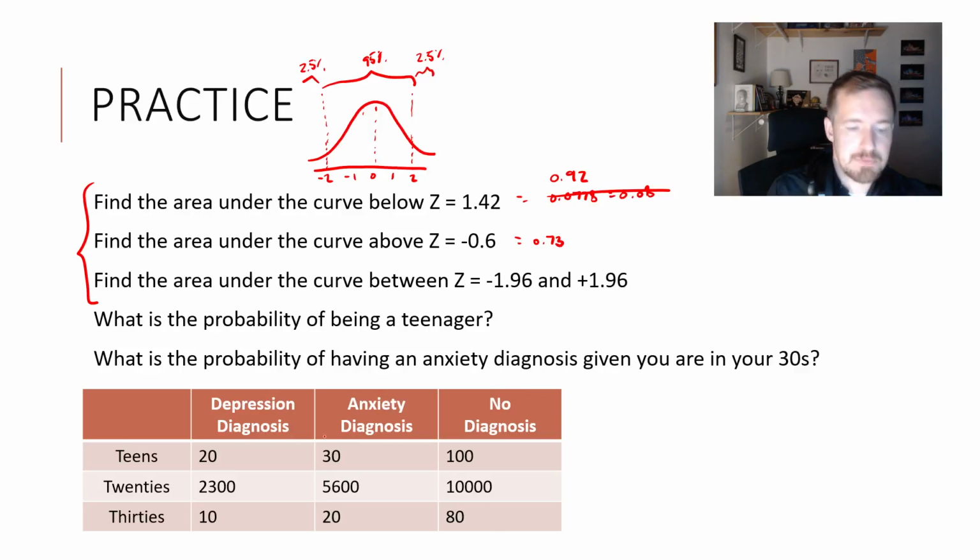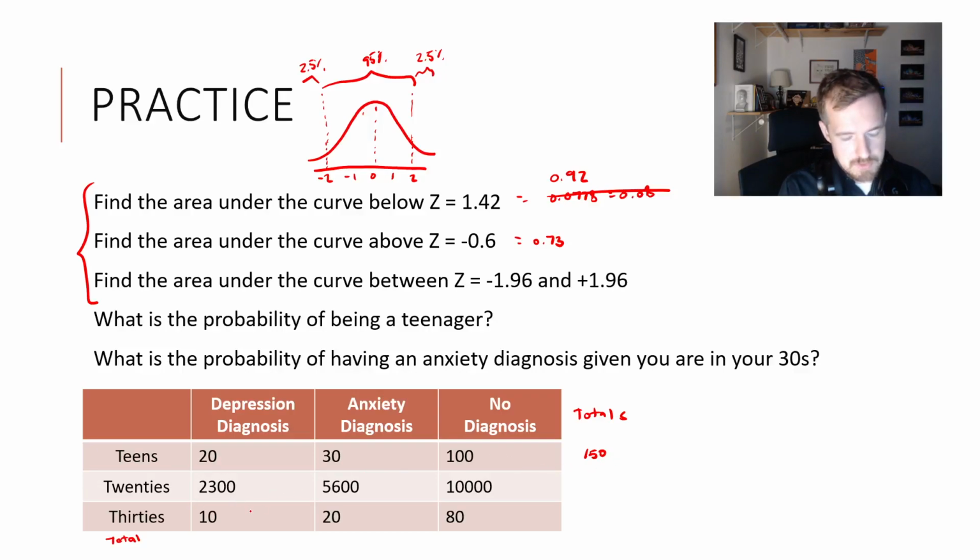So first thing I'm going to do is I'm going to get the totals, and I'm going to do that for both sides here. Alright, so I'm going to add across here, so 20 plus 30 plus 100, so that's going to be 150. This means that there are a total of 150 teenagers in the study.